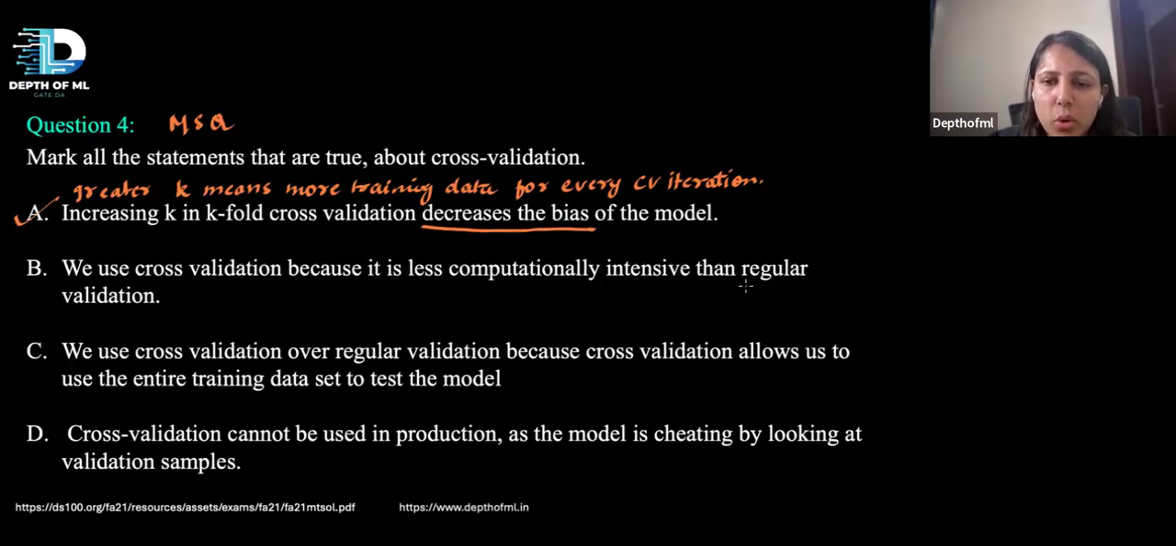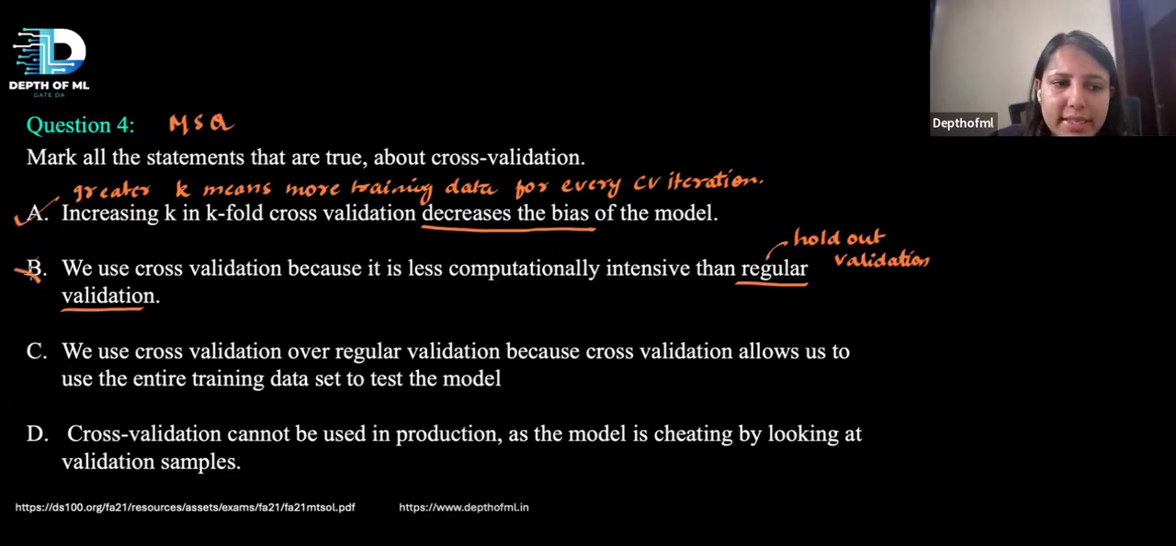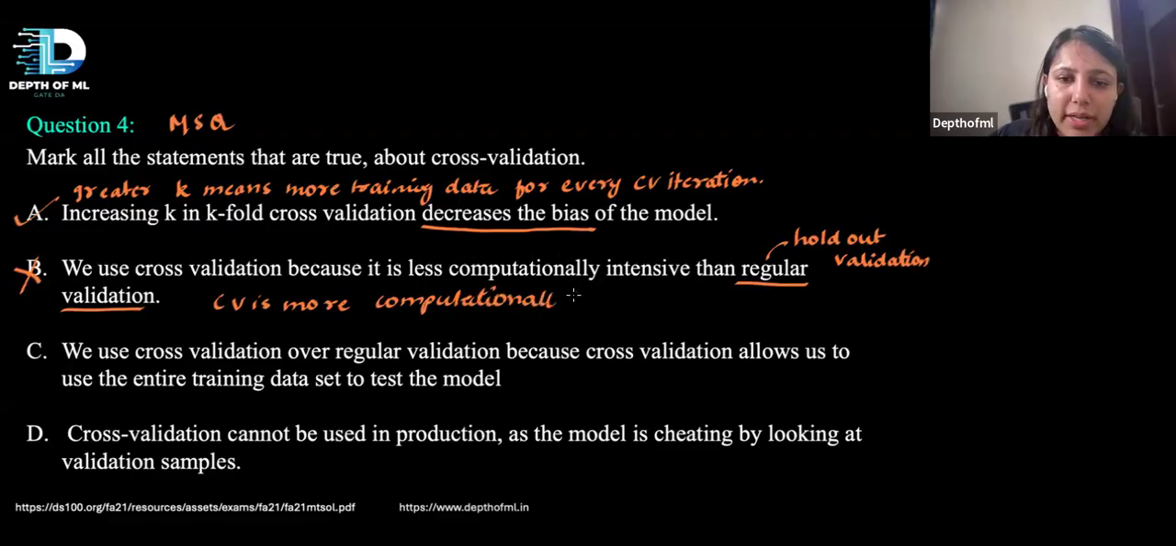validation. Regular validation means hold-out validation. Right? So we use cross-validation because it is less computationally expensive? No. So we know that CV, cross-validation, is more computationally expensive. Hence, this is not the reason why we use it. We use it because it gives us better error estimates than the hold-out validation, right?